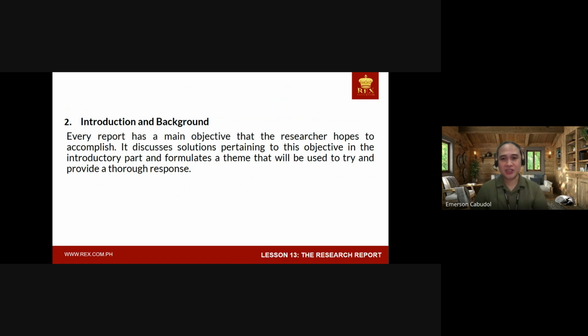In the introduction, we also introduce a central theme that encapsulates the focus of the research. This theme will be used throughout the report to provide coherence and structure to the findings and discussions. Lastly, we have to be clear on the significance of the study. Explain why this research is important. Discuss the potential contributions to knowledge, to practice, or policy within the relevant field.